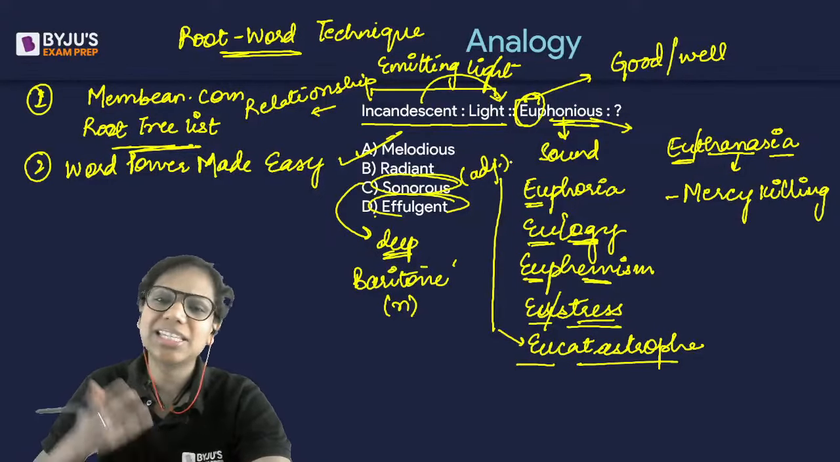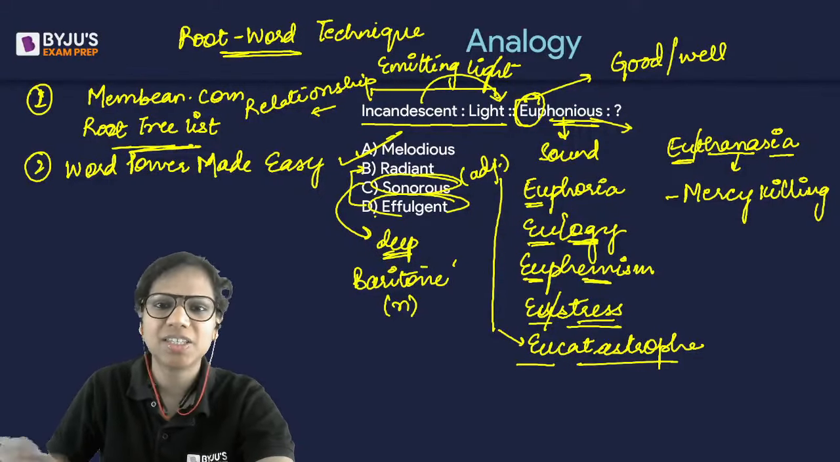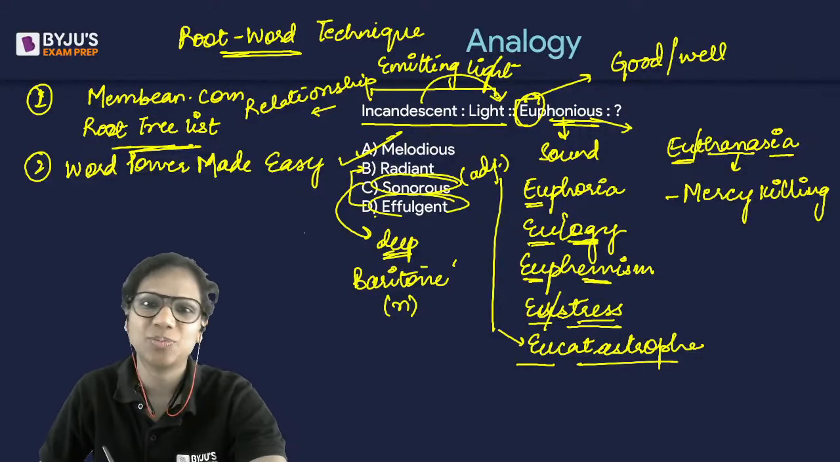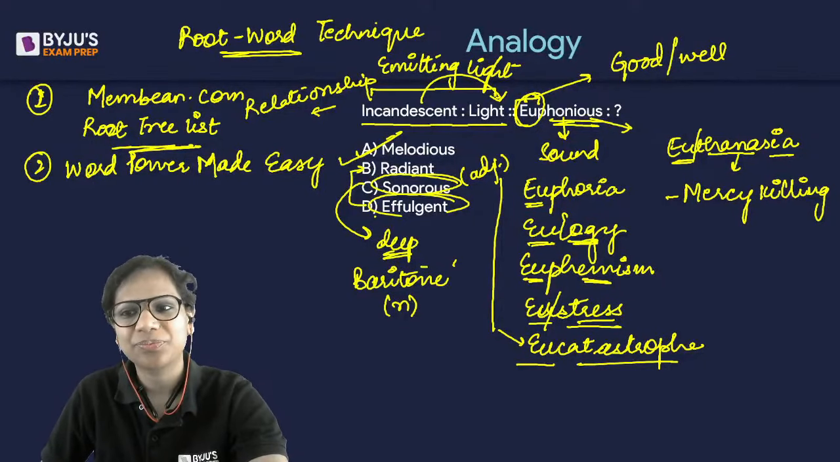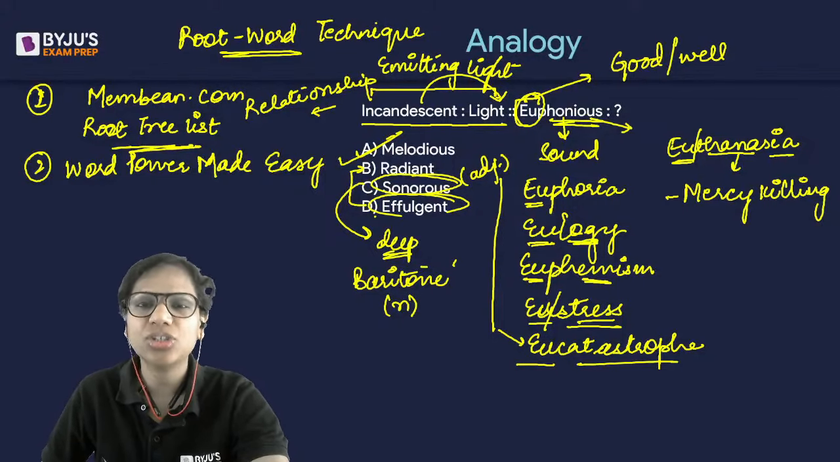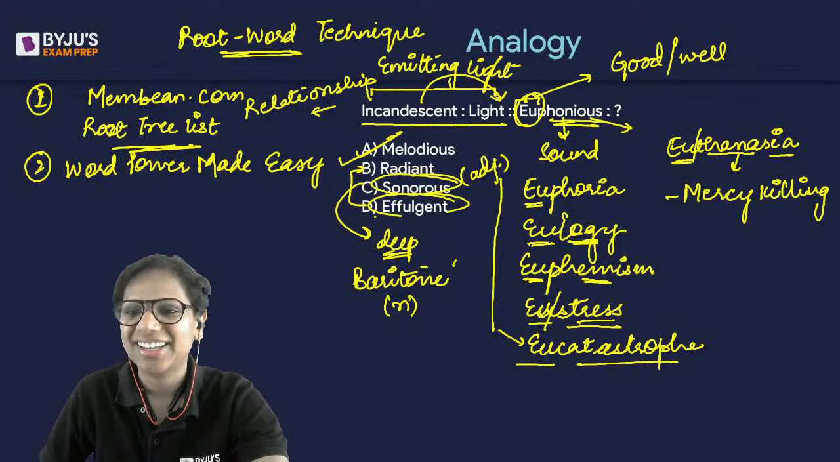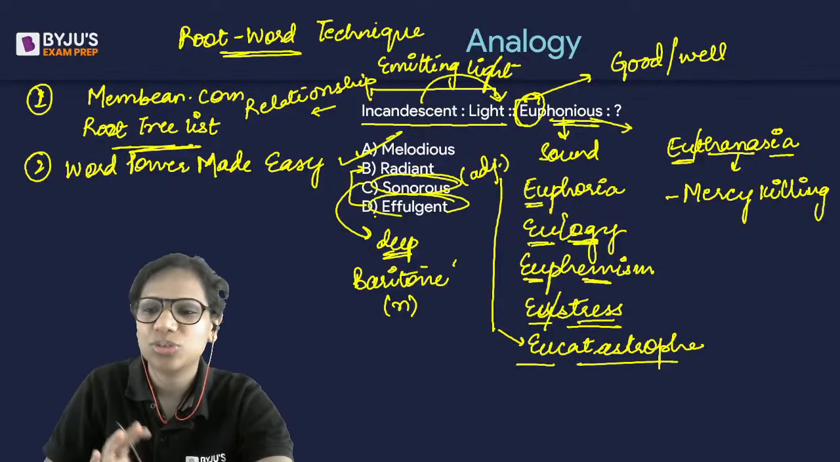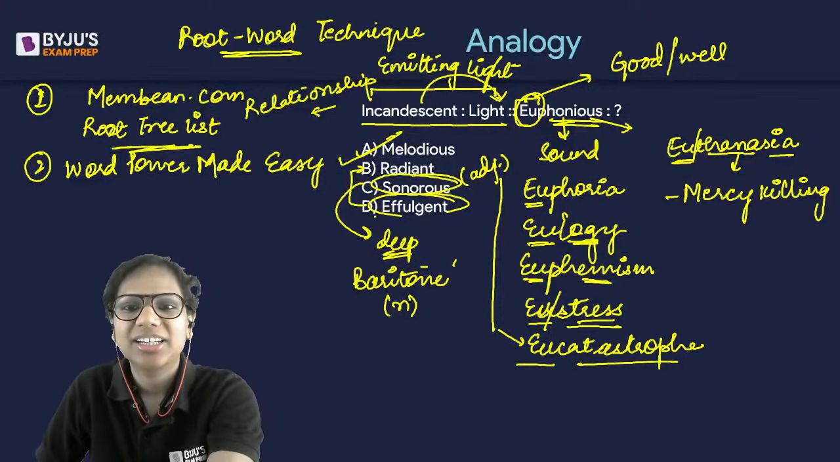And effulgent means radiant. Effulgent and radiant are synonyms. So, D and B, synonyms. Okay. All right. CAT, no. Ritik, CAT does not ask analogy questions directly. You just have RC passages and verbal logic in CAT. Verbal ability also, some students call it. Right.